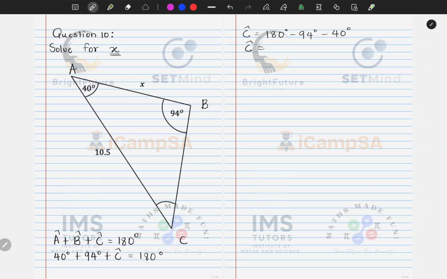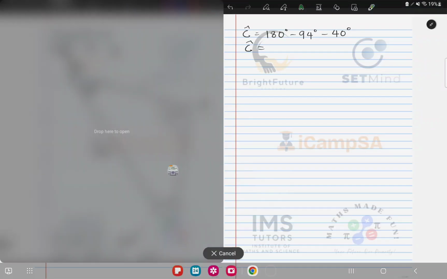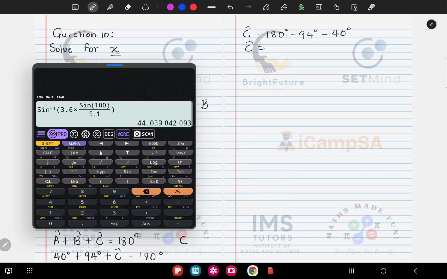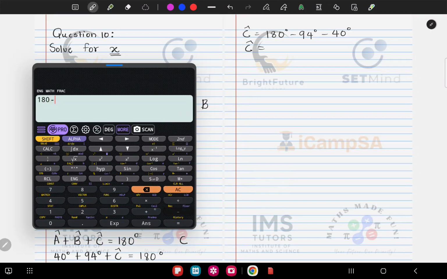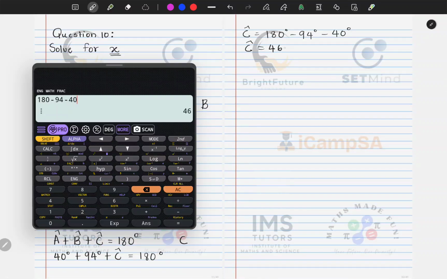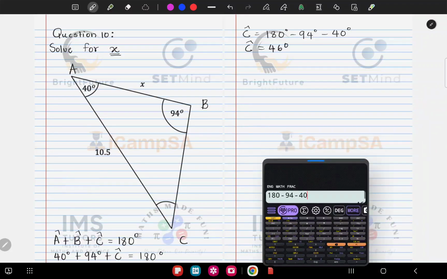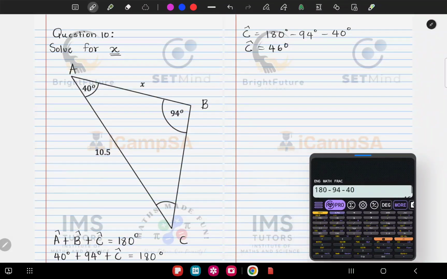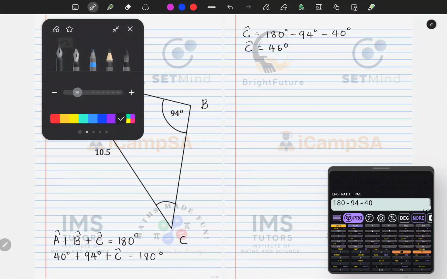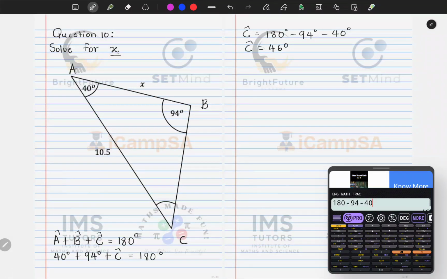So angle C we'll easily find by doing 180 minus 94 degrees and then minus 40 degrees. So angle C will be, let's quickly pull up our calculator. So we have 180, it will be 46 degrees. So now that we have our angle, we can now go ahead and start putting these in their respective sides. So we're looking for side x. So I'll have x divided by sine of the angle opposite side x, which is angle C, which is 46 degrees.